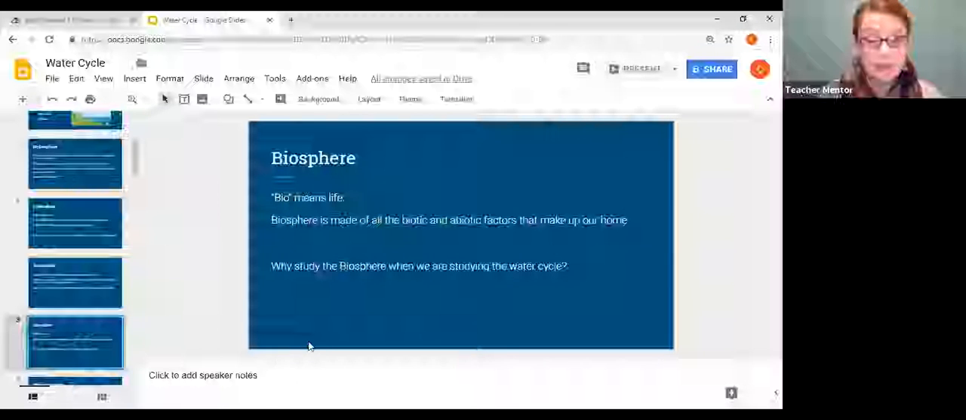And then the biosphere, again, bio meaning life, biology, biosphere, biodiversity all means life. The biosphere we've talked about before is made up of all the biotic and abiotic factors that make up our home. And again, why is this important? Why is a biosphere important when we're studying the water cycle? Any ideas?